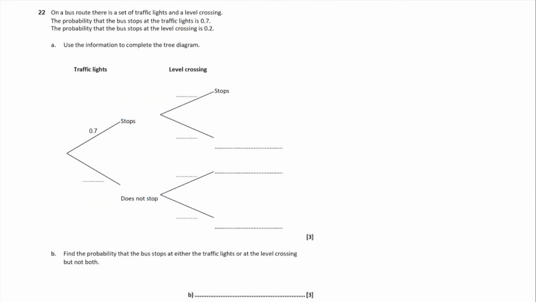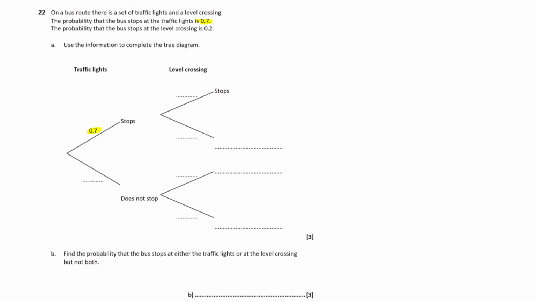Question 22. On a bus route, there is a set of traffic lights and a level crossing. The probability that the bus stops at the traffic lights is 0.7. The probability that the bus stops at the level crossing is 0.2. Use the information to complete the tree diagram. Okay, so we've got a number already on here. We've got the probability of it stopping at the traffic light already marked here, 0.7.